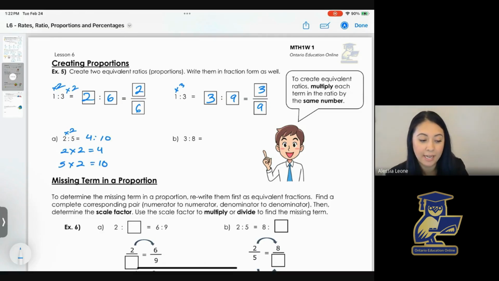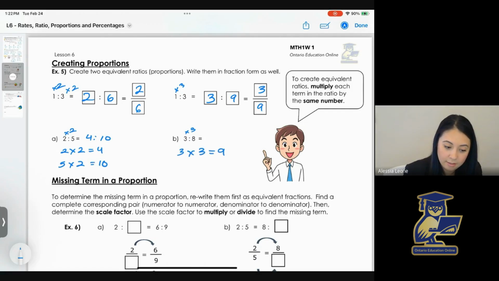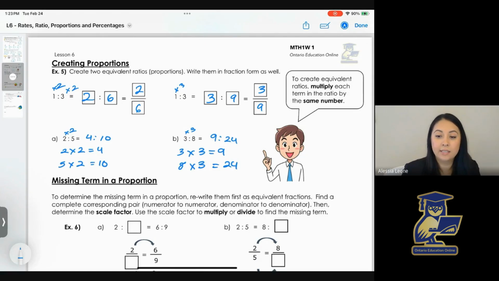And now 3 to 8. We can multiply both by 3. So let's go 3 times 3 is 9. 8 times 3 is 24. So the ratio 3 to 8 is equal to 9 to 24. And that in itself is a proportion.